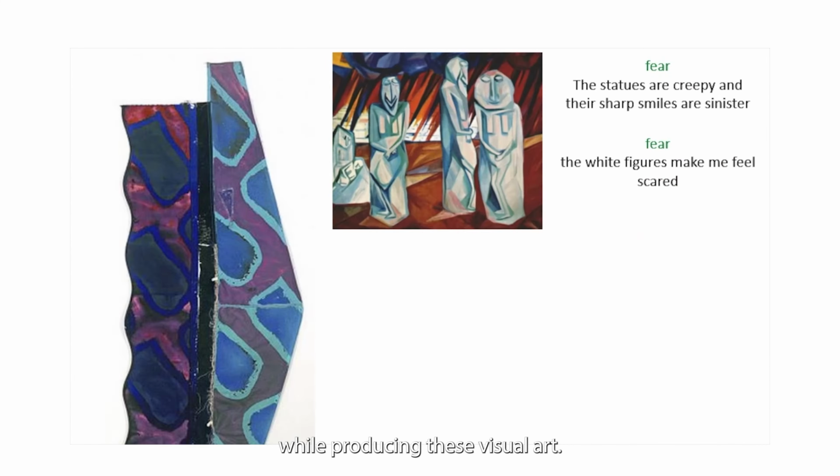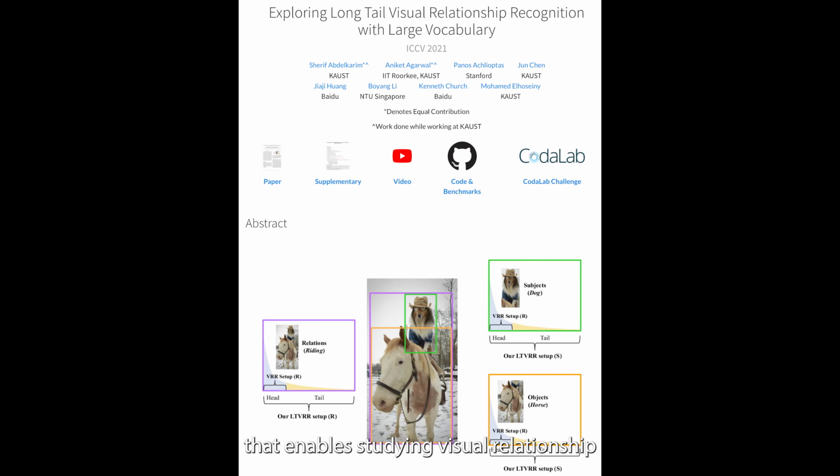And finally, the long-tail visual relationship recognition of 2021, which is a benchmark that enables studying visual relationships between objects in a long-tail setting, where a few head classes have many training examples, and the remaining many tail classes have only a few training examples each.